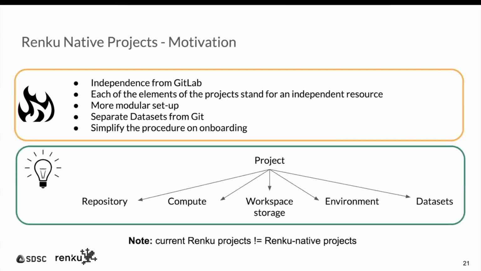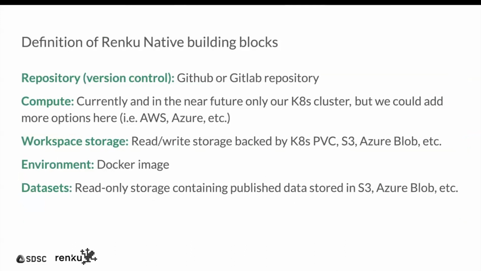And last but not least, this is a very long shot, I would say: shifting from the current Renku projects to Renku native projects, so that we gain more flexibility and independence from the Git repository. A project can have one, two, or more repositories linked to it, and users can decide the compute. So not only compute on our premises, but if you have your own compute resources, you can bring your own compute resources and connect them to Renku. And this is basically where we go in our journey for 2024.